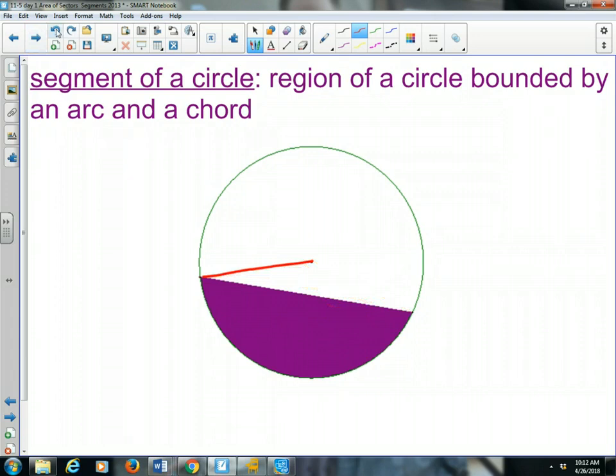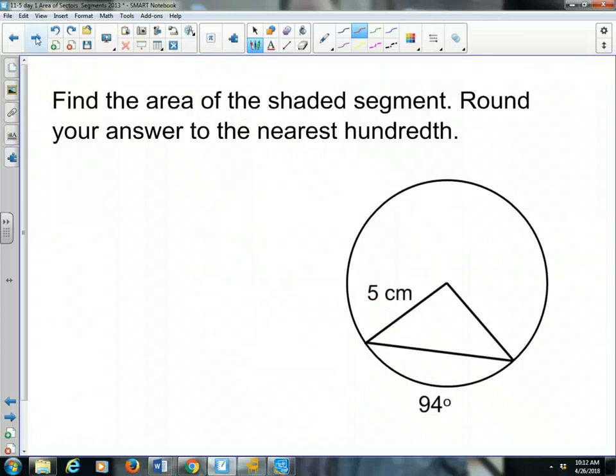So now we're on a segment where it's bounded by an arc and a chord. So here's the chord, here's the arc. So the region or the segment of the circle is that spot bounded by the chord and by the arc. That's what a segment is. And today in this lesson we're finding the area of the segments.